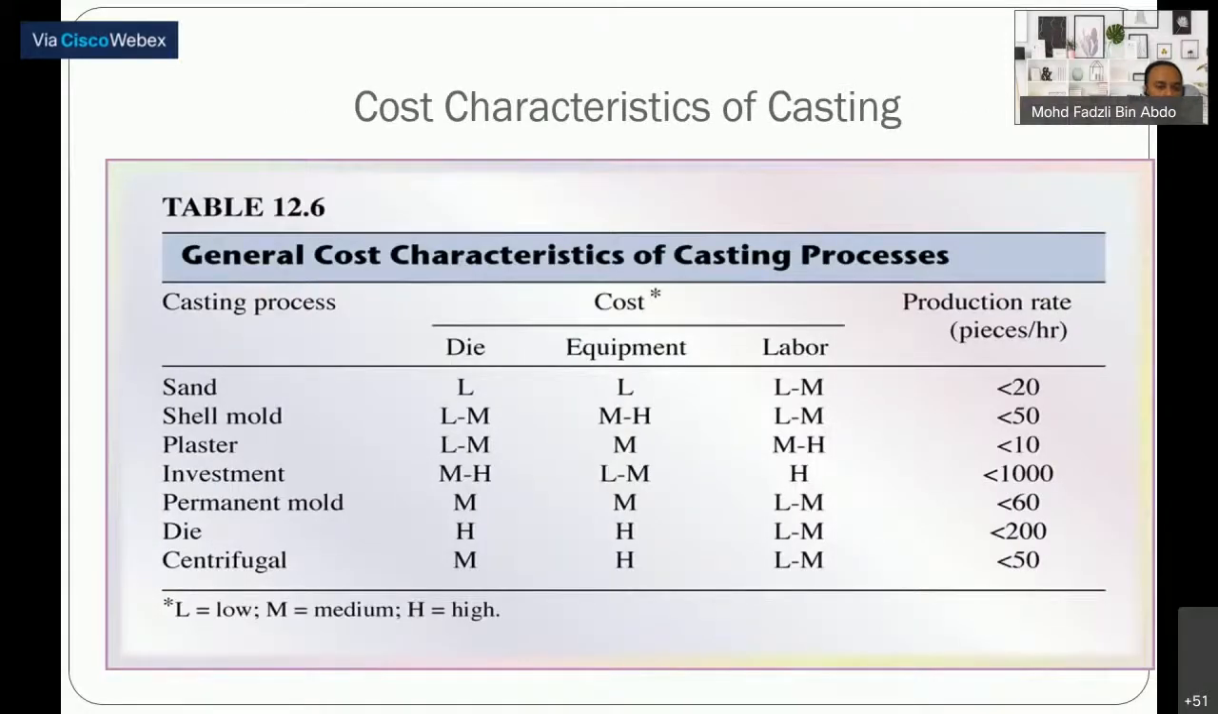Ini cost characteristic of casting. Ini adalah contoh-contoh. Ini adalah cost yang terlibat. Kalau kita tengok dekat sini, cost production rate. Kalau kita tengok production rate per piece, yang paling banyak adalah investment casting. Yang paling sedikit adalah plaster casting. Per hour kita boleh buat 10 saja. But then for investment casting per hour kita boleh buat 1,000.